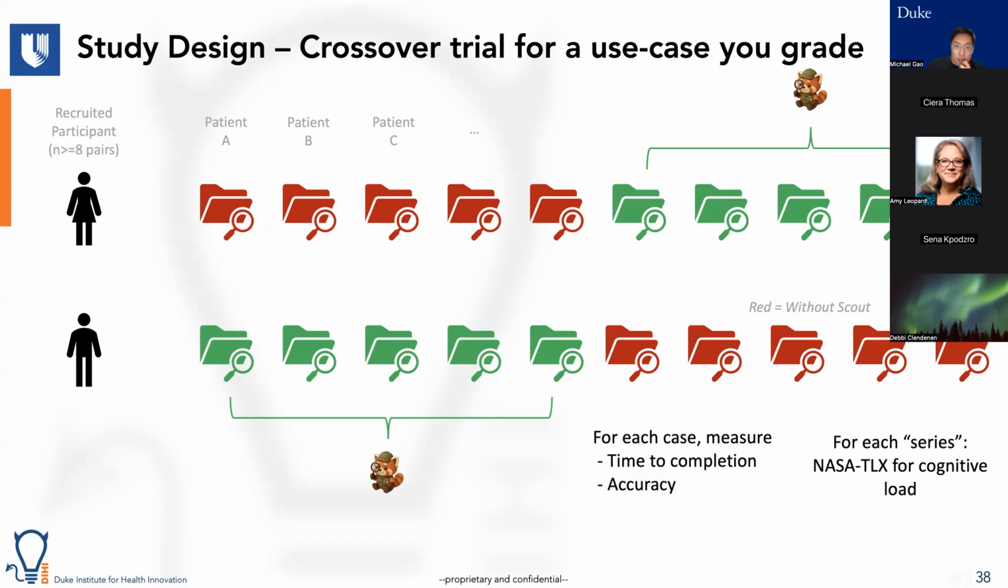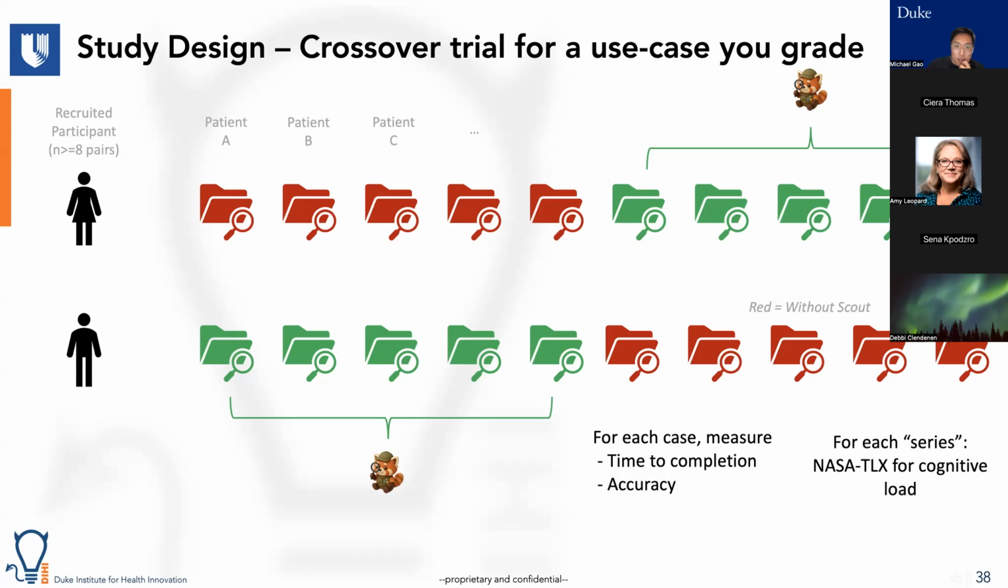And so what we're doing is we designed a crossover trial where participants actually use the tool for structured cases across a variety of specialties and a variety of tasks. So you can imagine some of these tasks being things like getting a patient ready for a molecular tumor board meeting, or pre-charting on a patient that you haven't seen in the past year. What are their updates? All sorts of different clinical administrative tasks.